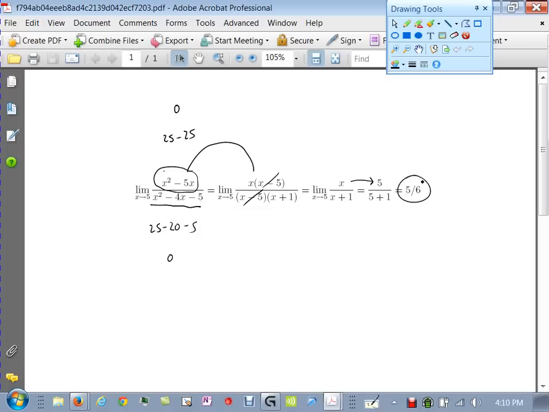So what we're saying, remember, is that if you plug 5 into this, you get something undefined. But if you let x get closer and closer to 5 without actually getting there, then the answer gets closer and closer to 5/6. So in the limit, this ratio is getting closer to 5/6.